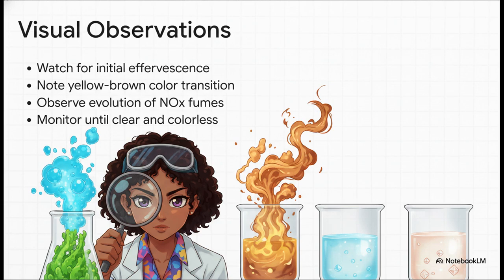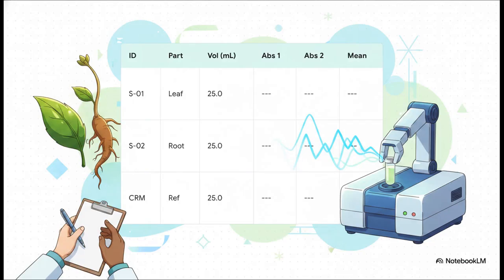matrix is fully destroyed. As the AAS scans the solutions, we're carefully logging those raw absorbance values into a data recording sheet. We log the digest volume and the 3 replicate absorbance readings for each sample, whether that's a leaf, a root, or a shoot, and then calculate the mean. This right here gives us the hard mathematical evidence we need to close the case.